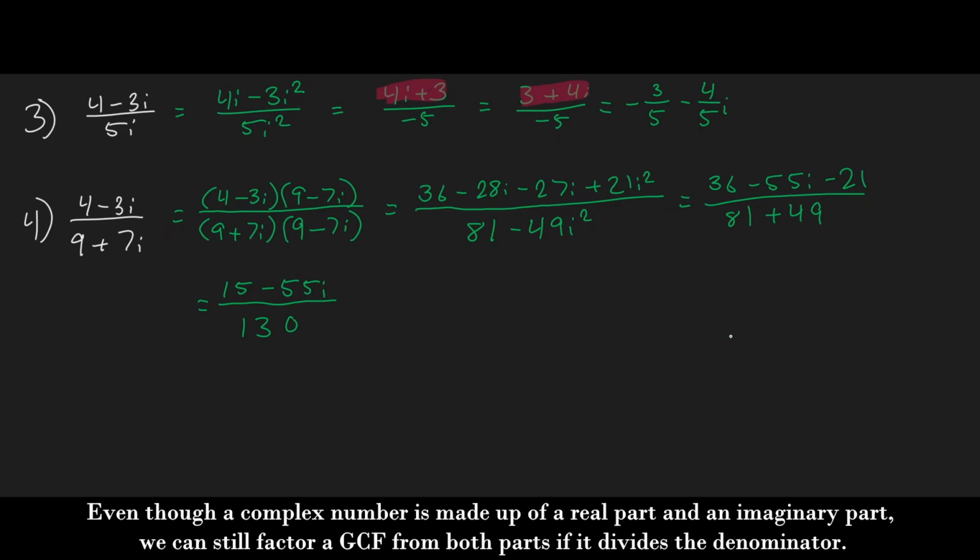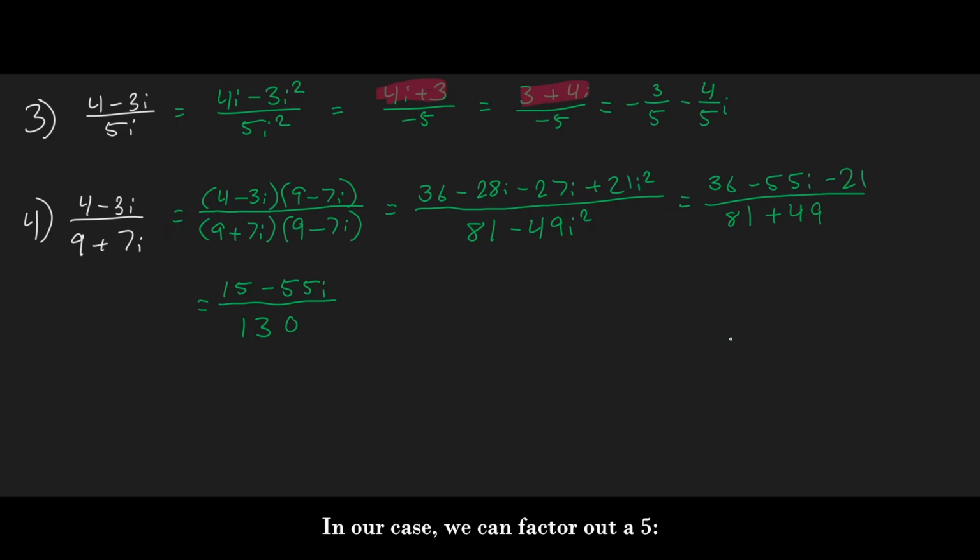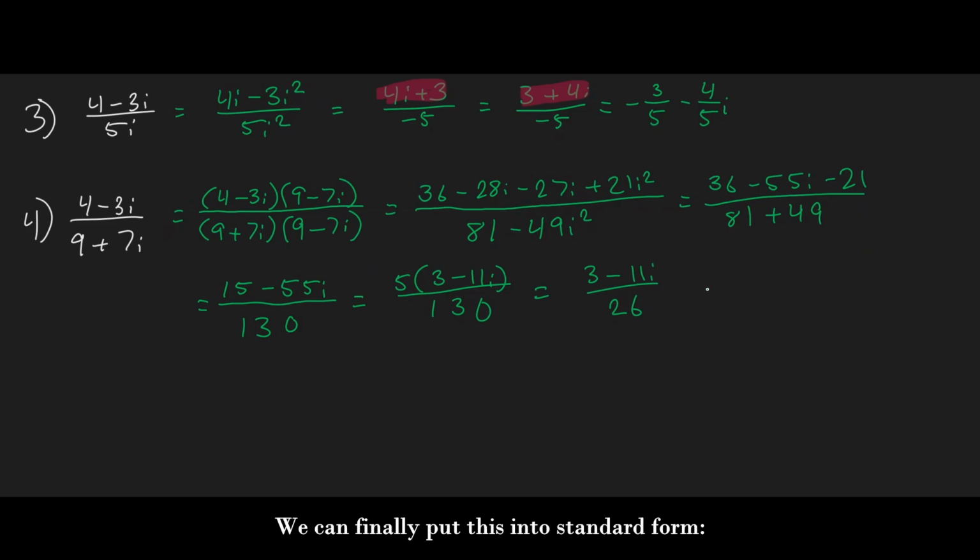Even though a complex number is made up of a real part and an imaginary part, we can still factor a GCF from both parts if it divides the denominator. In our case, we can factor out a 5. 5 times 3 minus 11i divided by 130, which equals 3 minus 11i divided by 26. We can finally put this into standard form. 3 over 26 minus 11 over 26i.